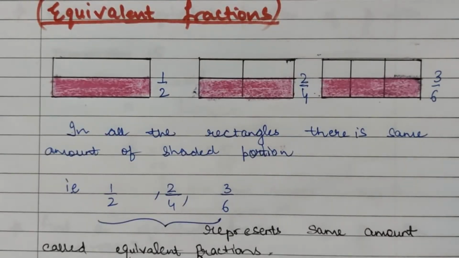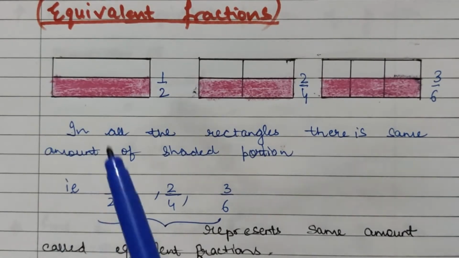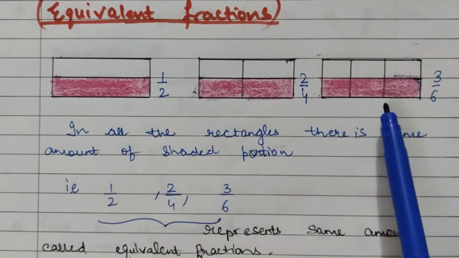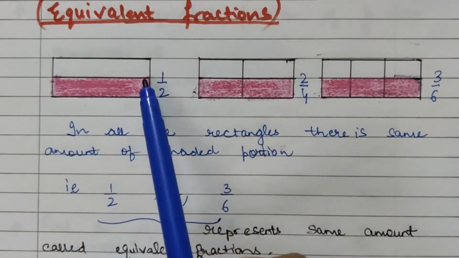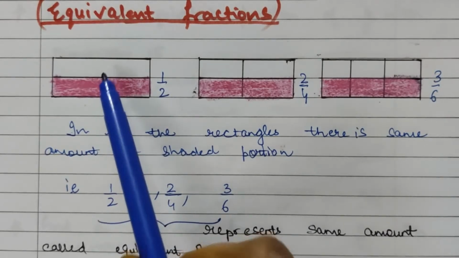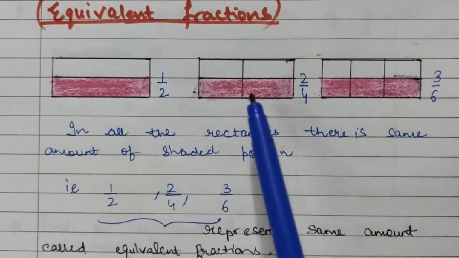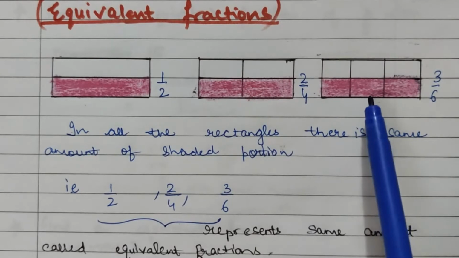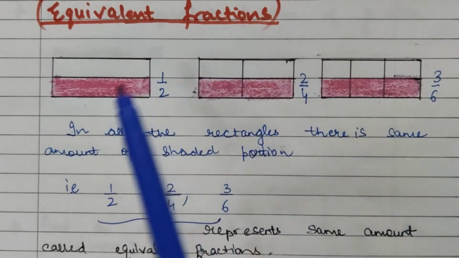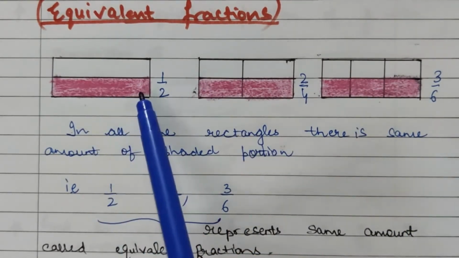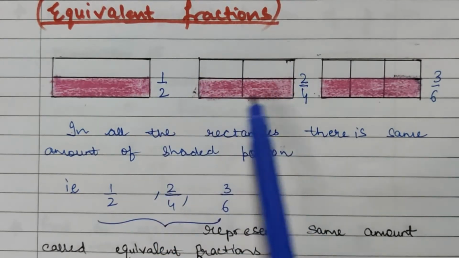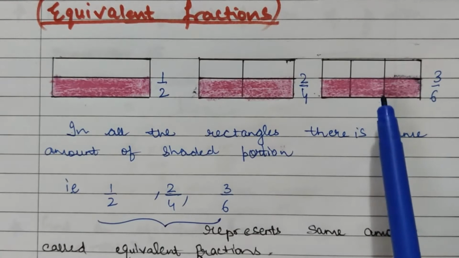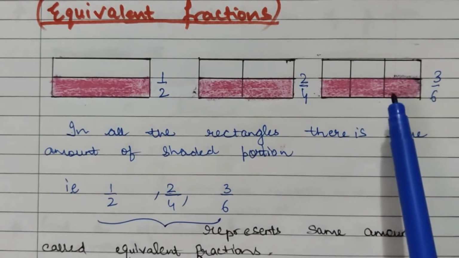Now let us discuss the next topic, equivalent fractions. See, we have three rectangles. In the first rectangle, I have divided it into two parts. Here 4 parts, here 6 parts. Here one part is shaded out of 2 parts. Out of 4 parts, 2 parts are shaded. And out of 6 parts, 3 parts are shaded.